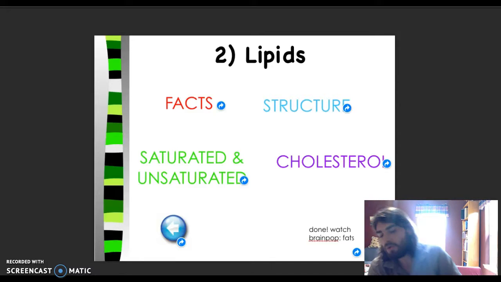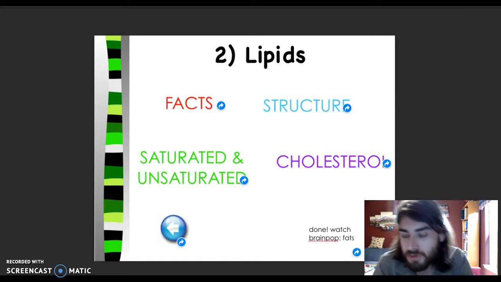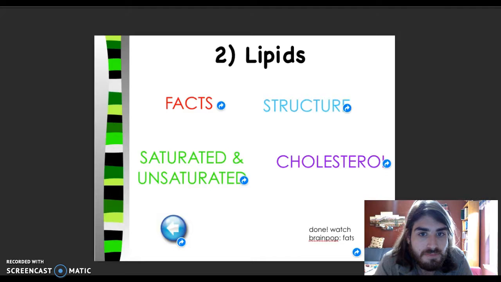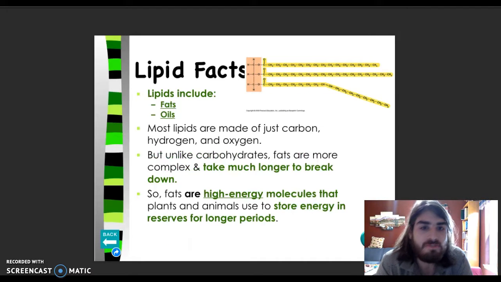All right, let's move on to our next biomolecule: lipids. Facts about lipids. They include fats and oils. Most lipids are made of just carbon, hydrogen, and oxygen. But unlike carbohydrates, fats are more complex and take much longer to break down. Fats are high energy molecules that plants and animals use to store energy in reserves for long periods.